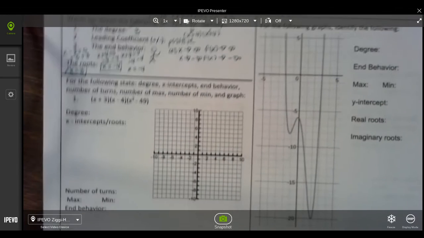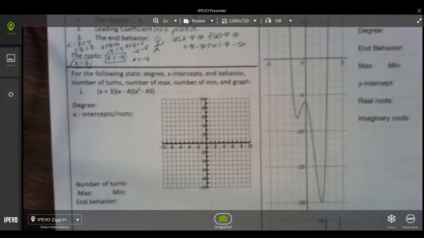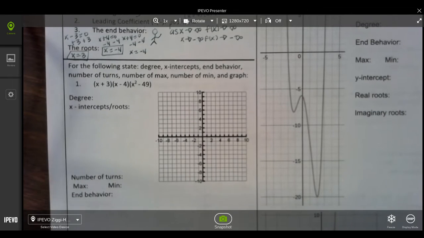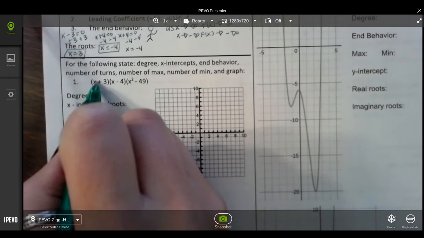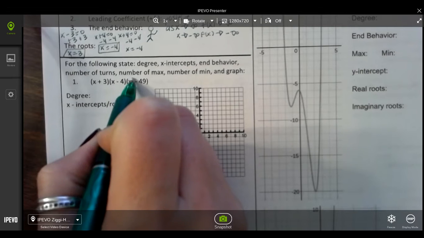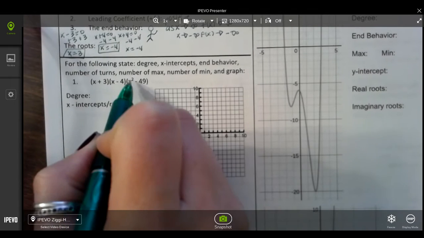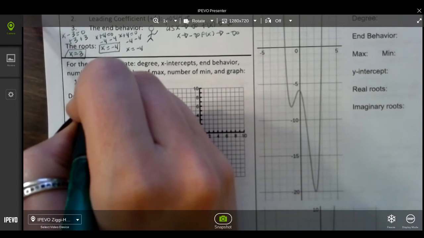Great. So let's go down here. For the following, state the degree, the x-intercepts, the end behavior, and the number of turns, number of max and number of min, and graph it. So there's a lot going on here. Our degree, remember we count the amount of x's, so I have 1, 2, well that gives me 2 more, so 1, 2, 3, 4. So I have a degree of 4.